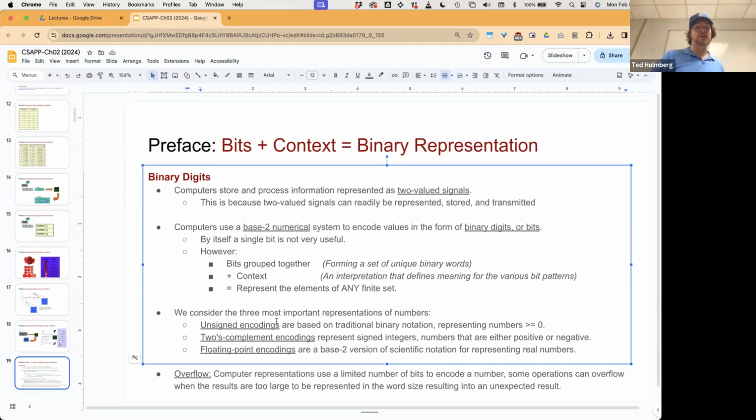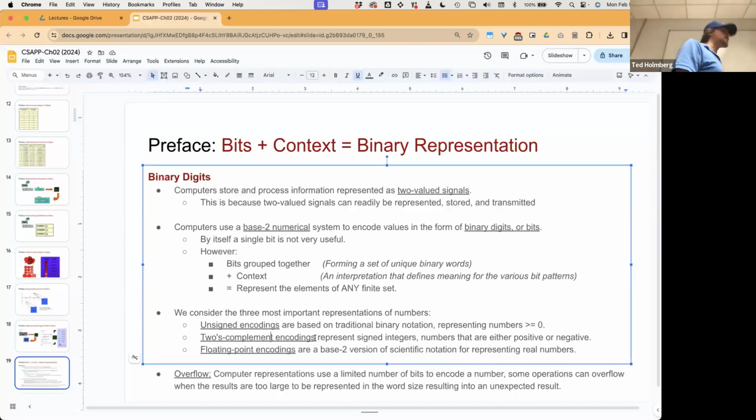There's a couple of different encodings, right? We have our unsigned encoding, and this is based on a traditional binary notation. In an unsigned encoding, the keyword unsigned means that you don't have a plus or minus sign ascribed to the number. That means you start the number set at 0 and you only go positive. There's no sense of a negative value in an unsigned encoding.